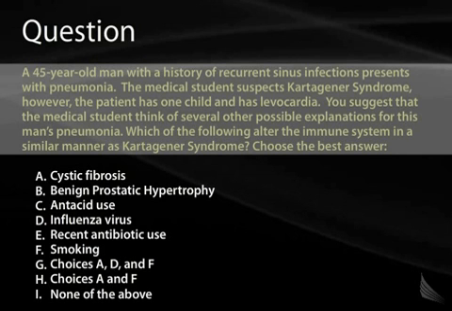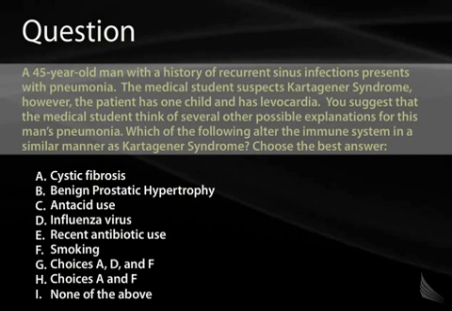Choose the best answer. And then we have a whole bunch of answer choices. Now, with this type of question where we have all of these answer choices and then we have G, H, and I, which gives us multiples, what we do is we go through and we just do process of elimination. So first thing you have to know to answer this question is, what is Kartagener syndrome? If you remember, Kartagener syndrome is a defect in cilia.